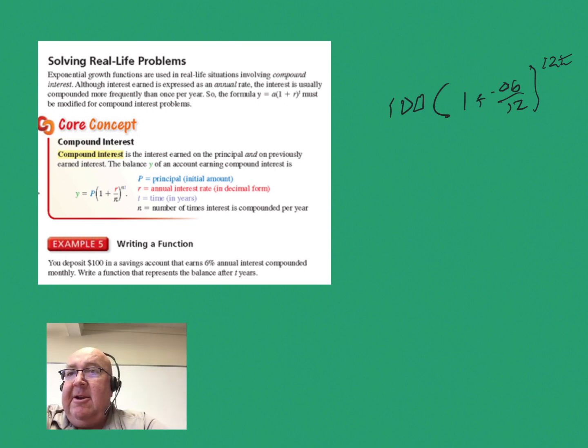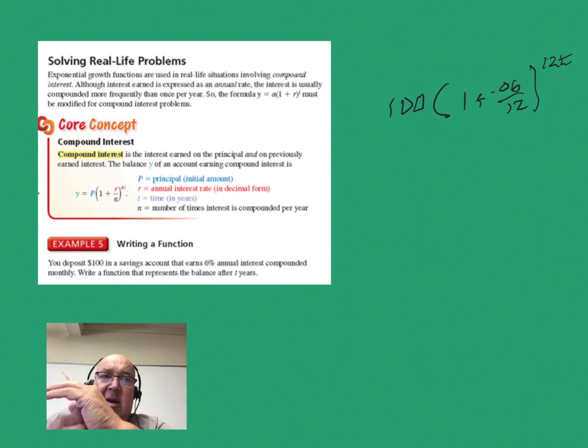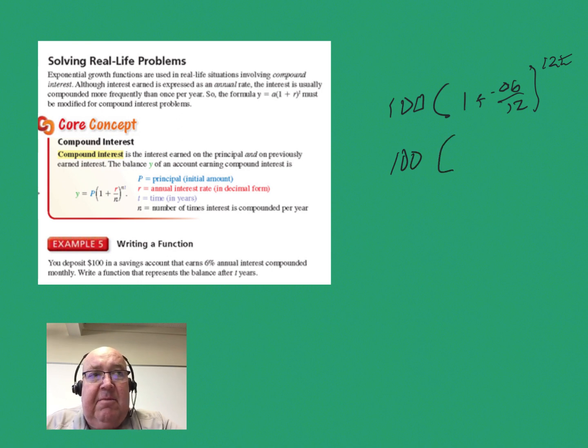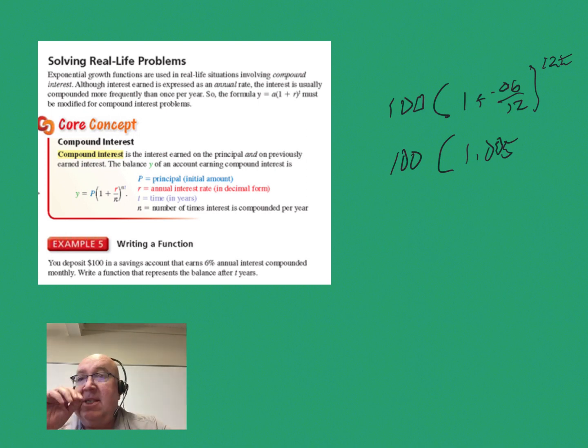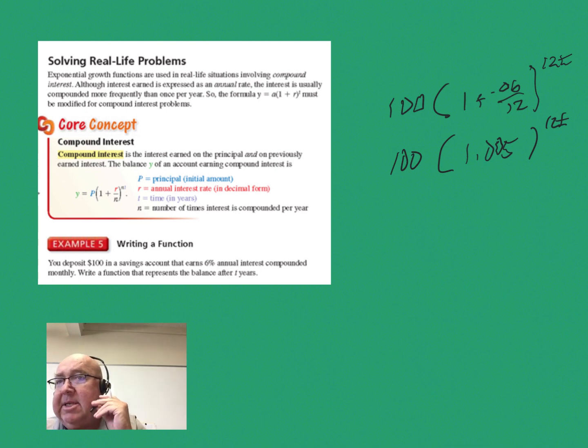And it says to find out, simplify this, it's going to be 100 times 1.05, after I divide 0.06 by 12, and then this will be 12t. And did it ask me to find something based upon, they made a table, we didn't do that, so we're okay there.